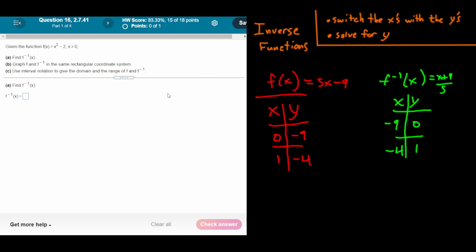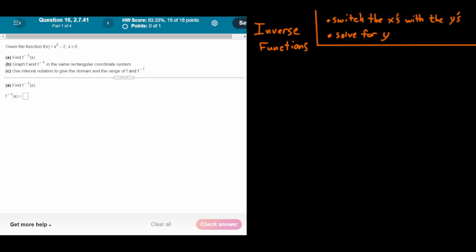All right. They're going to make it just a tad more difficult, but we can get through it. Okay. Given a function. All right. Let's go ahead and find the inverse. Now, note they said that x has to be greater than or equal to 0, didn't they? That's the domain. So the domain of our original is going to be the range of your inverse.